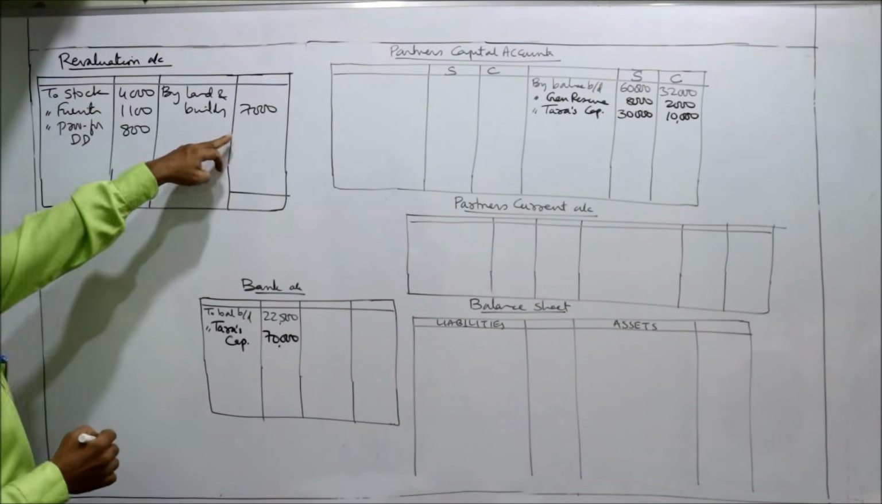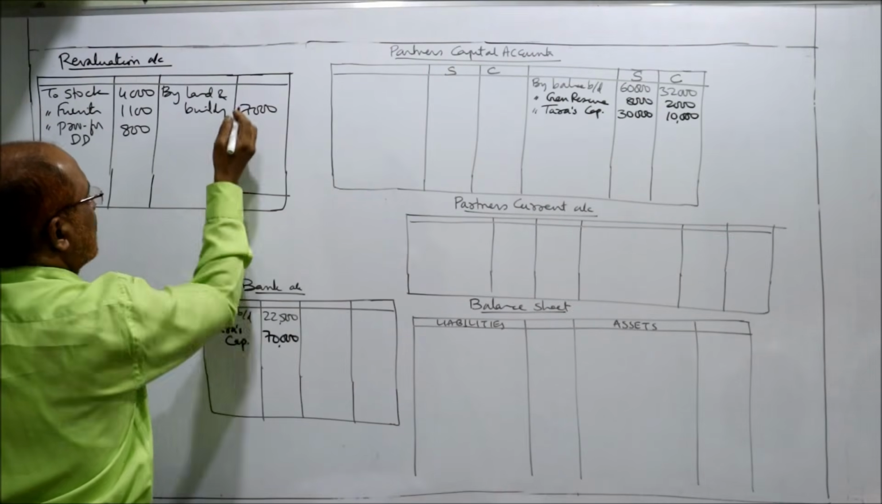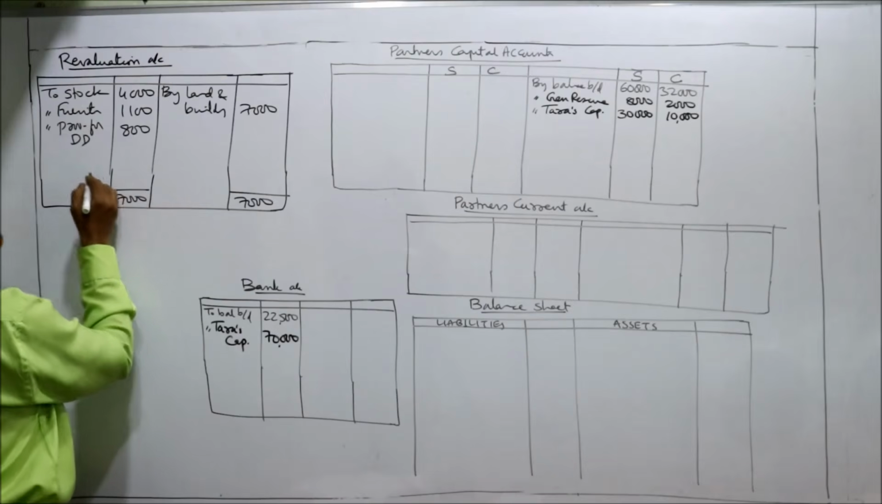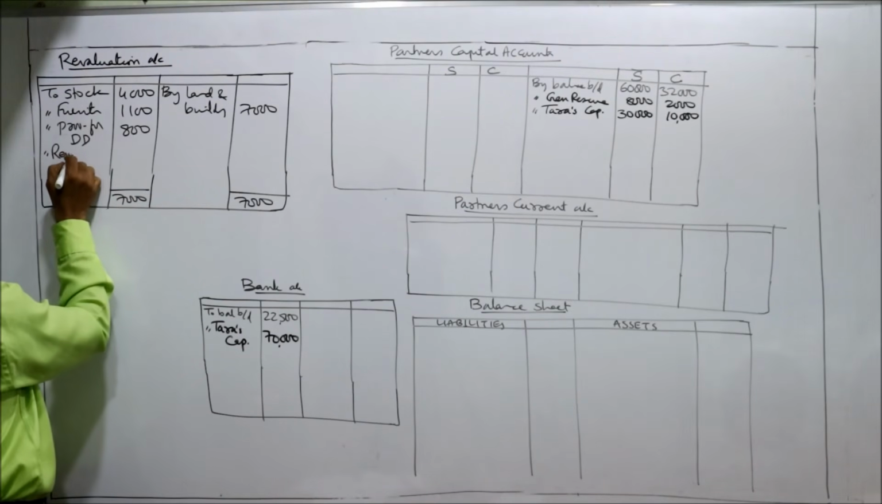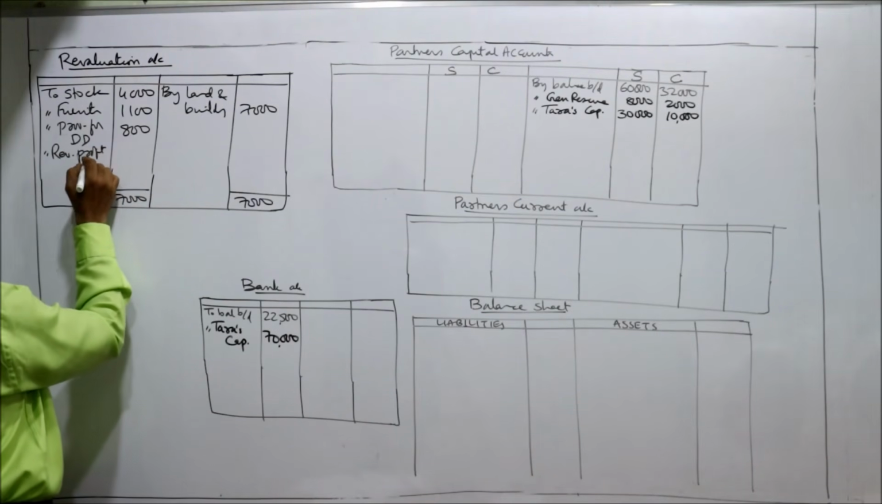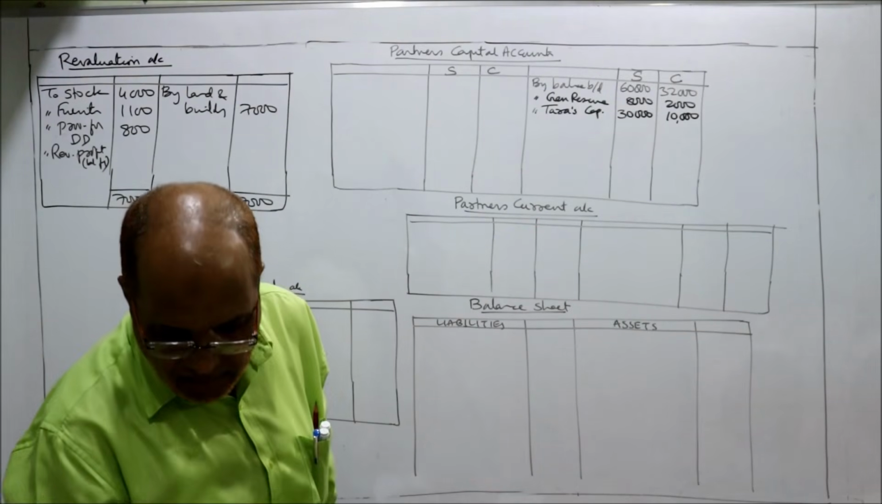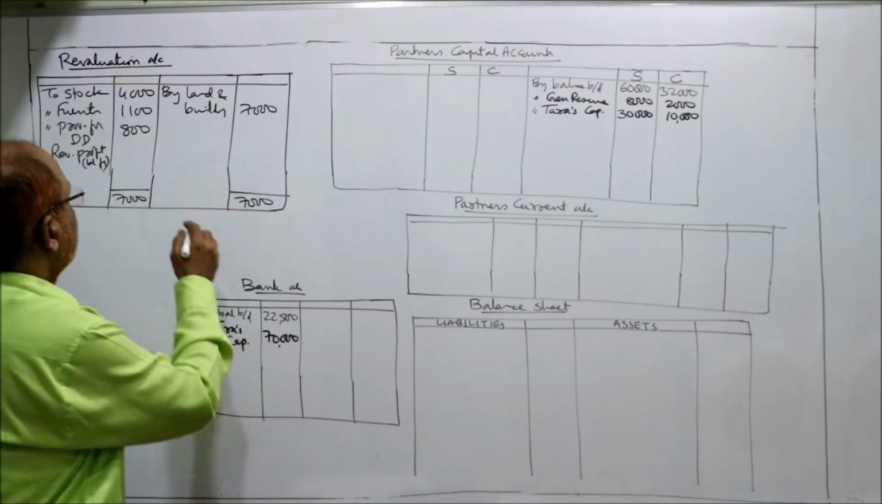Debit side 5,900, credit side 7,000. So the credit side is more, there is a profit. To revaluation profit, balancing figure. So how much is the profit we are getting? 1,100 rupees profit we are getting.